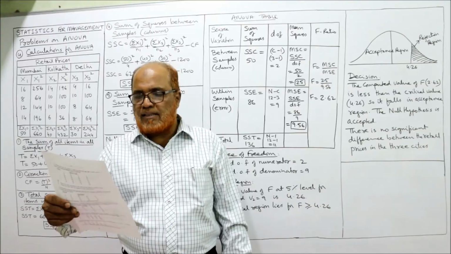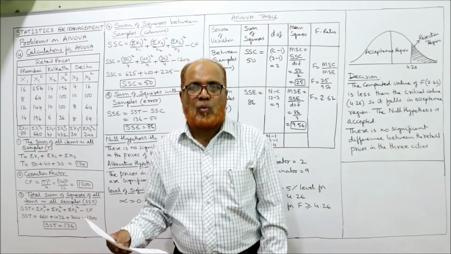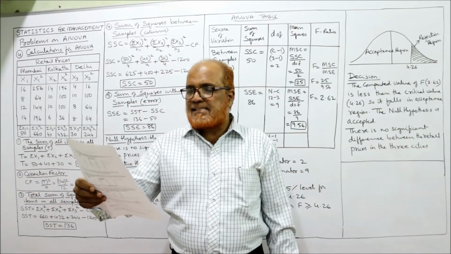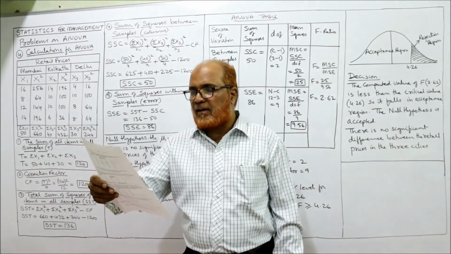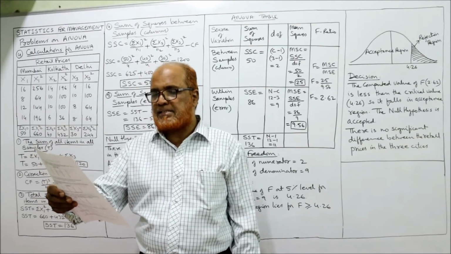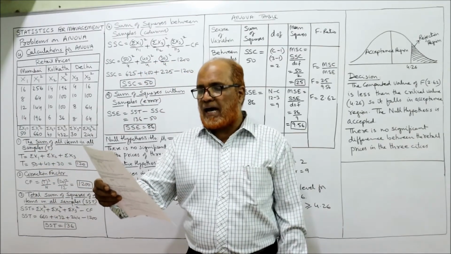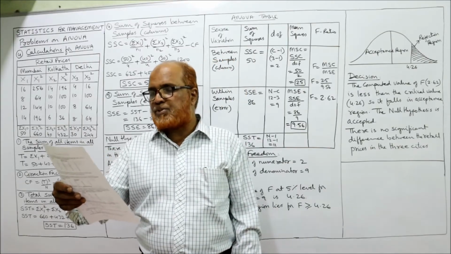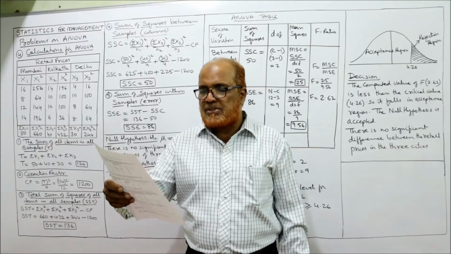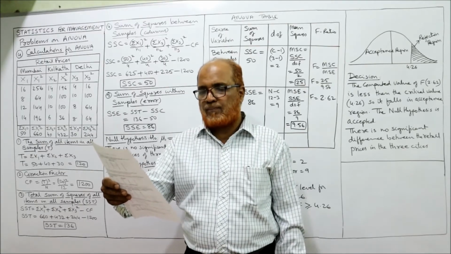Now we'll start the next problem. Problem number 4. So far we have completed 3 problems. The fourth one: to test the significance of the variation of the retail prices of a commodity in three principal cities, Mumbai, Kolkata and Delhi, 4 shops were chosen at random in each city and the prices observed in rupees were as follows.